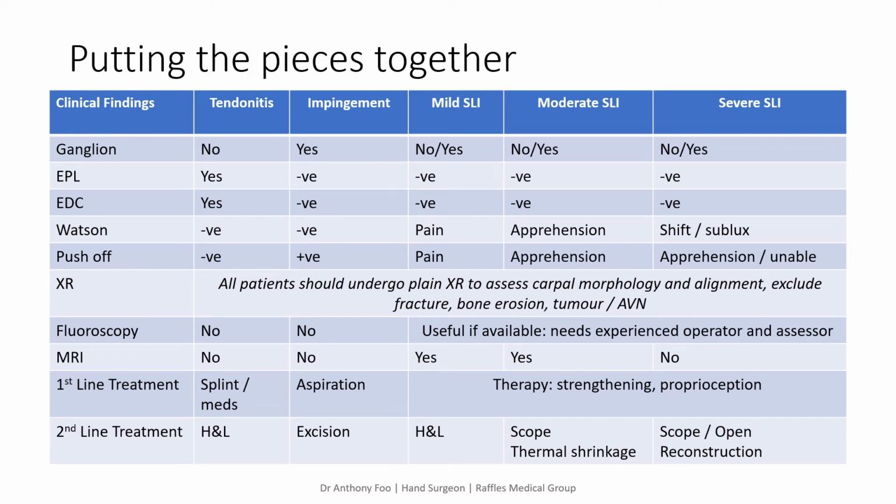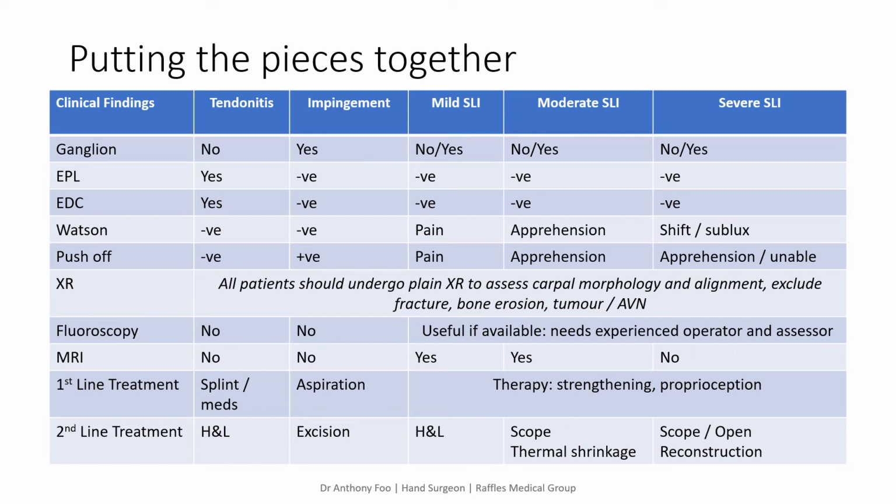In the presence of scapholunate instability, there is a spectrum to this condition. So a ganglion may or may not be present. Bear in mind that a ganglion is a manifestation of long-term ligamentous instability or insufficiency rather than the cause of ligament insufficiency. In the case of a mild scapholunate instability, the Watson test may cause pain and there is pain on push-off. I would consider doing fluoroscopy if the facilities are available. I would definitely consider MRI to understand the anatomy a bit better.